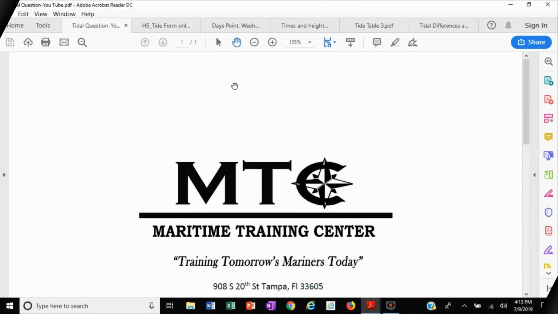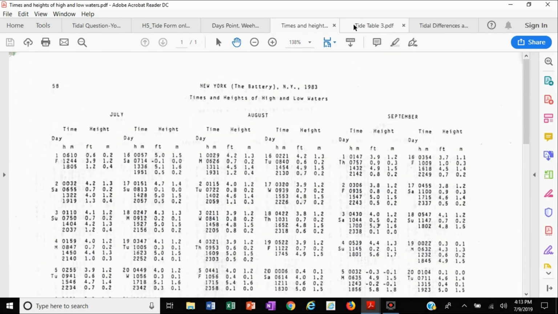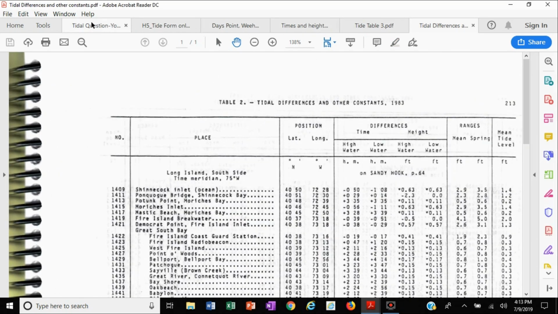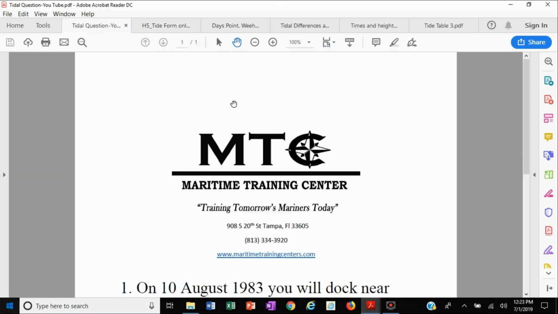If you are going to be doing any kind of studying for your 100-ton, your 200-ton, all the way up to 1,600-ton, even unlimited, you should get the reprints from the 1983 tide tables and tidal current tables. I got mine at Amazon, and I have a link below. Also, we have a link for all the things you see here, which is the question itself, the tidal form, and little excerpts from the tide tables from that 1983 tidal book. So you can follow along that way as well.